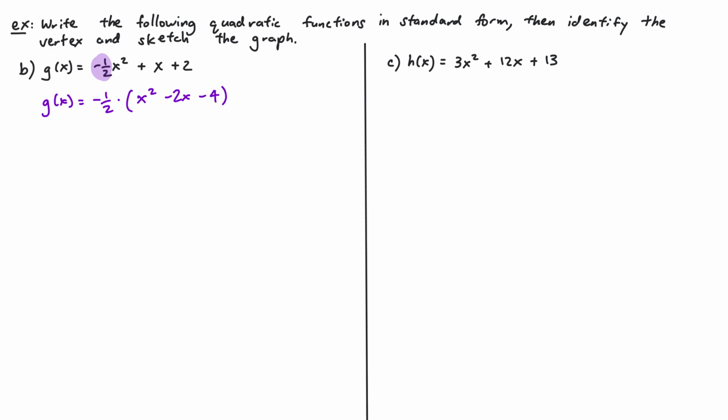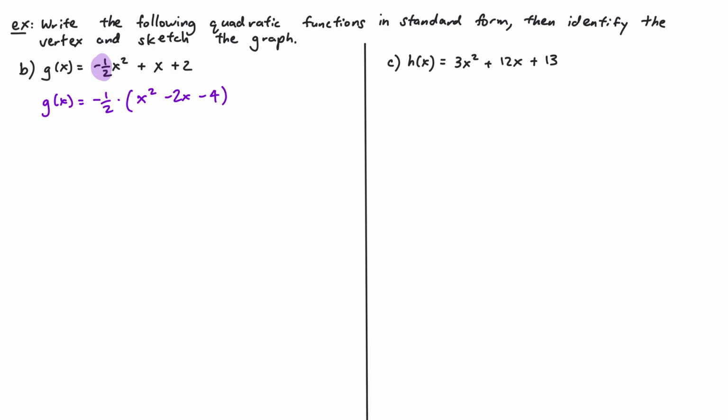Remember that if you have trouble dividing by a fraction, you can always think about division as multiplying by the reciprocal. So dividing by negative 1/2 is the same as multiplying by negative 2. That's why when I took x and divided by negative 1/2, we ended up with negative 2x. 2, divide that by negative 1/2, that gives us negative 4.